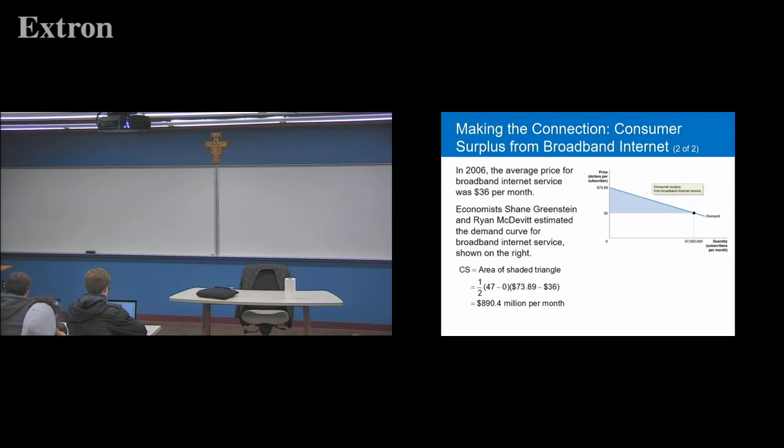So now these two economists, Shane Greenstein and Ryan McDevitt, estimated a demand curve for internet. In the year 2006, the average price for internet service was $36 a month. They estimated the demand curve based on the different quantities supplied and demanded in regional markets across the country. So they actually went through and estimated the area under that triangle. Every triangle is half times the base times the height.